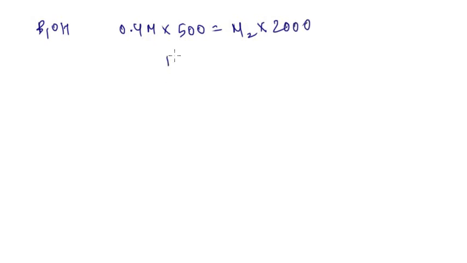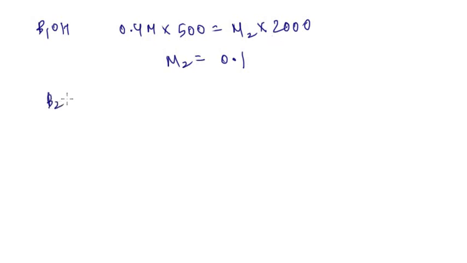If we talk about B1OH, the concentration of B1OH in the larger container, we know the moles of BOH remain constant. So initially the moles were M1V1. The initial concentration was 0.4 molar and the volume was 500 ml. Now let's say the concentration has changed to M2 and the volume is 2000 ml. So M2 comes out to be 0.1. Now the final molarity is 0.1.